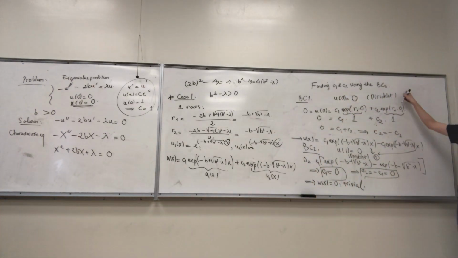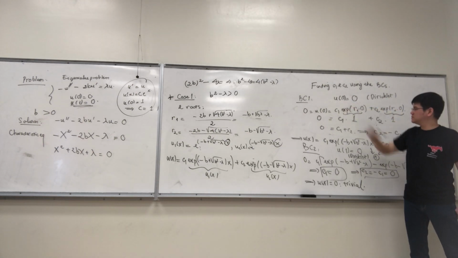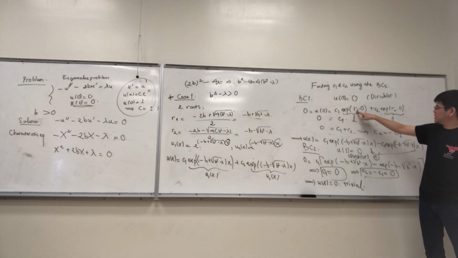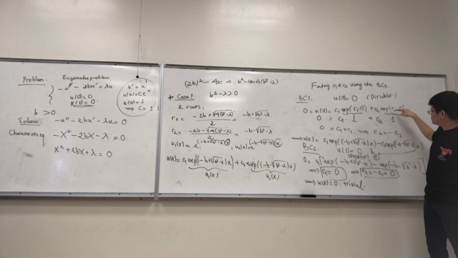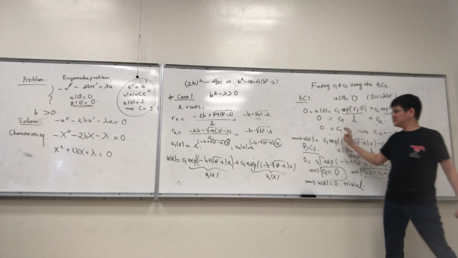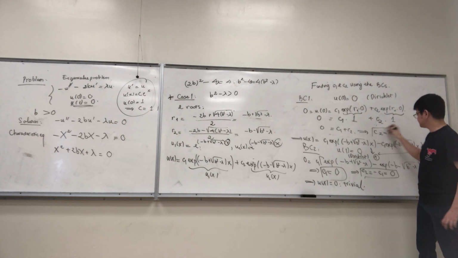Right, so the first one is the Dirichlet boundary condition. I have to replace x with 0, and u has to be 0. So u(0) is c1 exponential of r1 times 0, plus c2 exponential of r2 times 0. This gives me 1, and this gives me 1, which means that c1 plus c2 is 0. So I find c2 is minus c1.